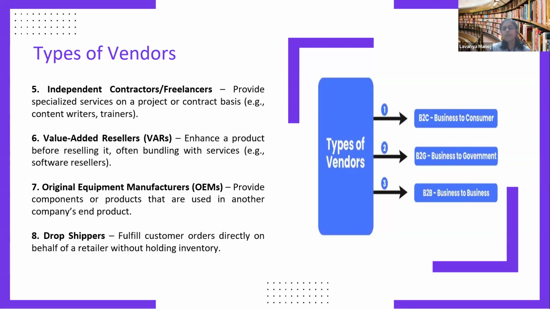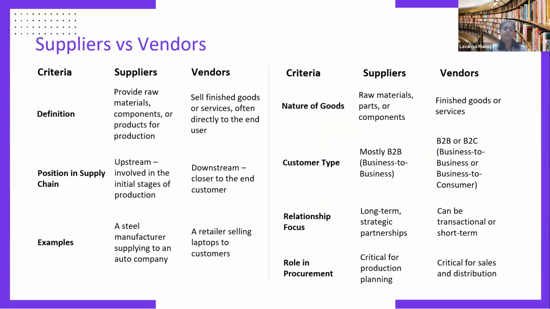Then drop shippers, finally, these logistics people who deal with transportation of the products. They fulfill customer orders directly on behalf of the retailer without holding the inventory. They don't hold the inventory, but they are responsible for the inventory when they are carrying it in their vehicle. So these are the types of vendors we normally see in the market.